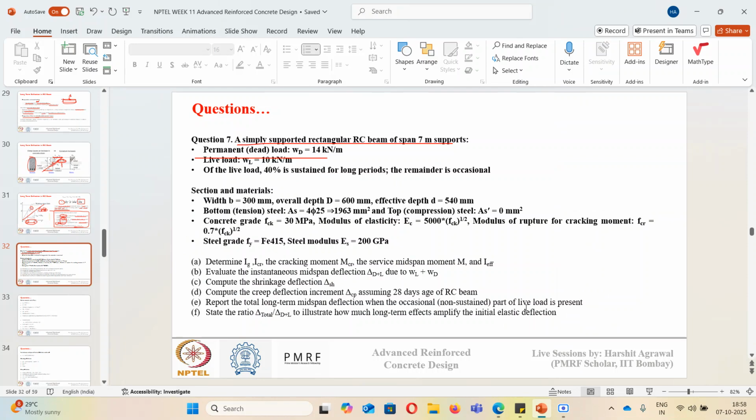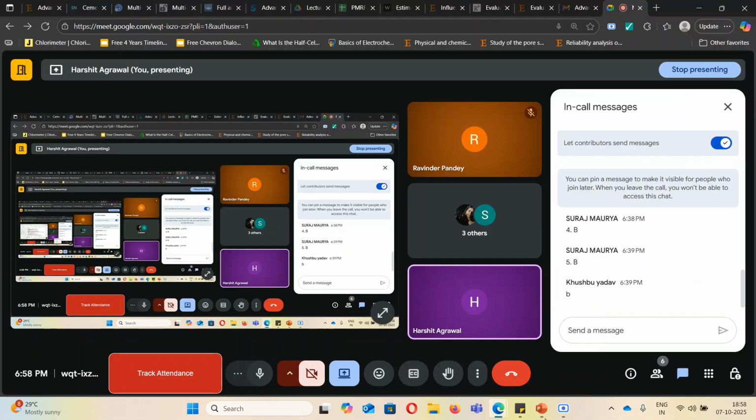So how can we calculate short term and long term deflection? Can anyone tell me just the procedure, how you will approach this question? Anyone want to volunteer? Just tell me whatever you understood from the discussion till now, how deflection is calculated.